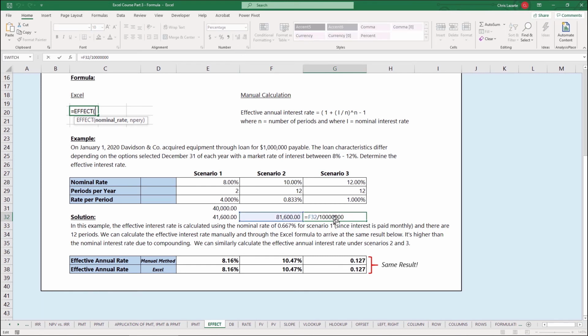So that just goes to show how I'm able to back into the effective annual interest rate manually the long way, and proving that the effective annual interest rate in Excel is working accurately.